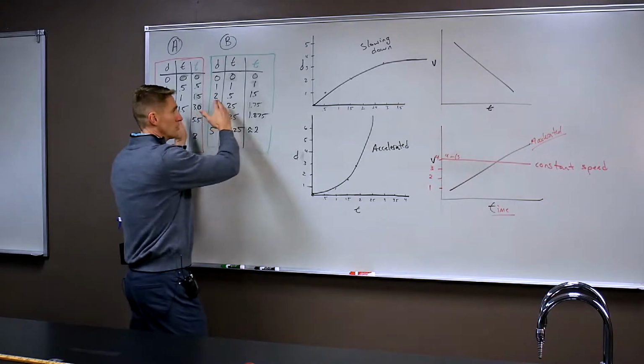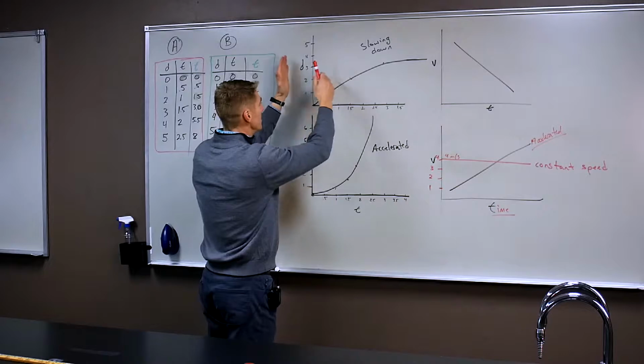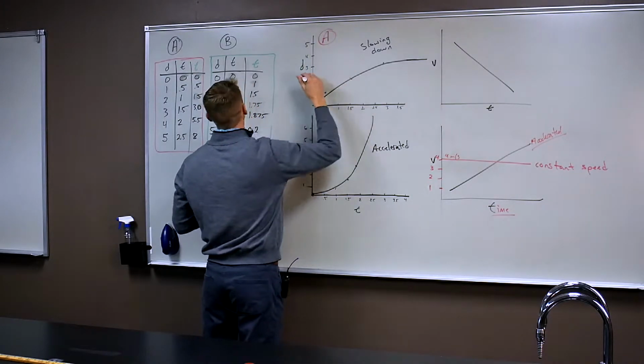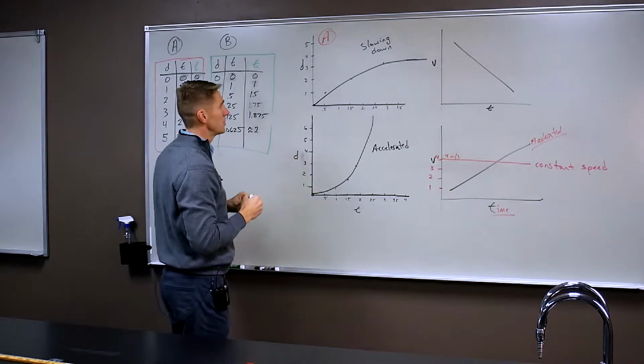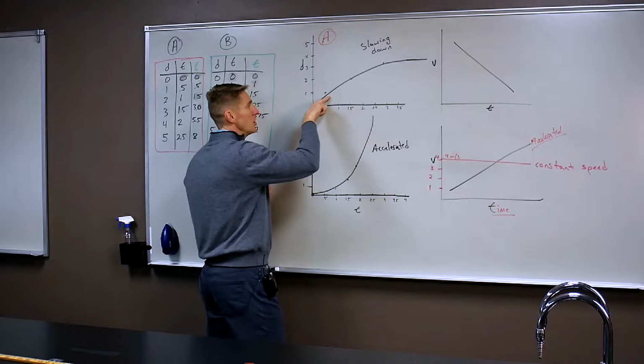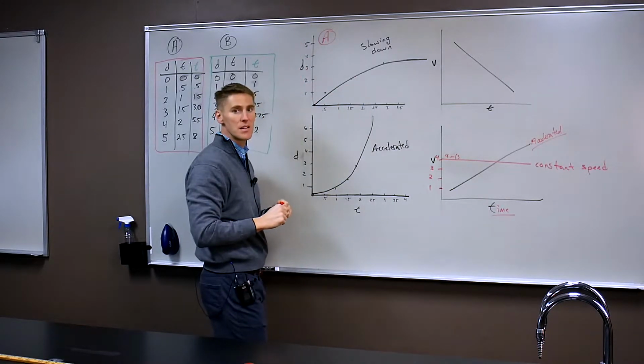What does that look like in a graphical portrayal? It's this top one. So this top distance time graph goes with data table A. Because look what's happening here. We have a little bit of accelerated motion, but notice over time I'm not gaining as much distance.